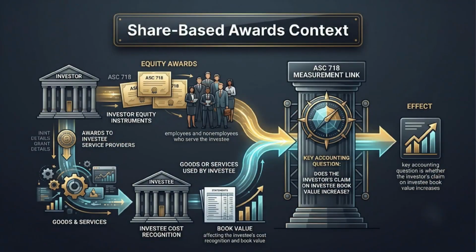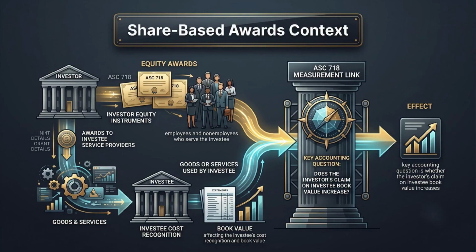Now we briefly touch a special situation: share based awards. Sometimes an investor grants share based payment awards under ASC 718 to employees or non employees who provide services to an equity method investee. The accounting depends on the structure of the grant, whether other investors fund proportionately, and whether the granting investor's ownership percentage or claim on investee book value changes.